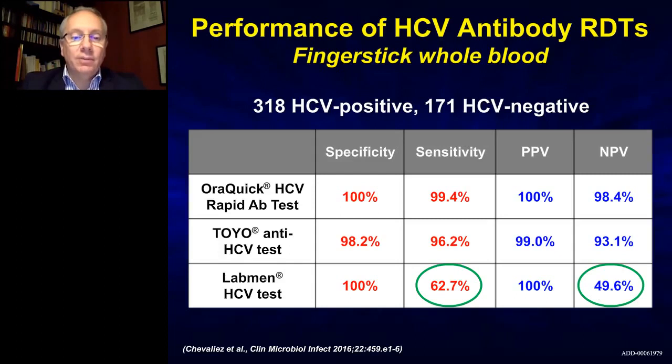And you can see here that while the performance of the first 2 assays was excellent, with a very good specificity, sensitivity, positive and negative predictive value, the performance of the last one was really poor, with a sensitivity of only 62.7% and a negative predictive value of 49.6%. And this is just to emphasize the fact that all RDTs are not equal. They are not all performing very well, and it is very important when you use an RDT that it has been tested before and that its specificity, sensitivity, positive and negative predictive values have been correctly evaluated and confirmed to be good.